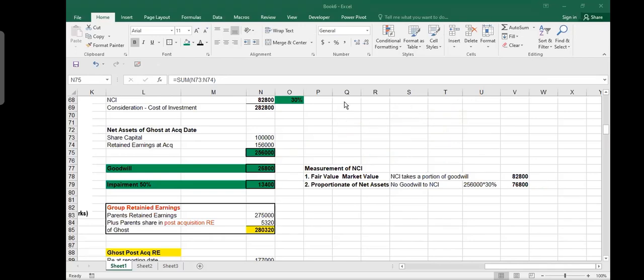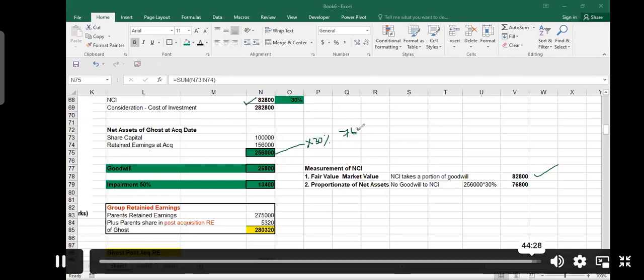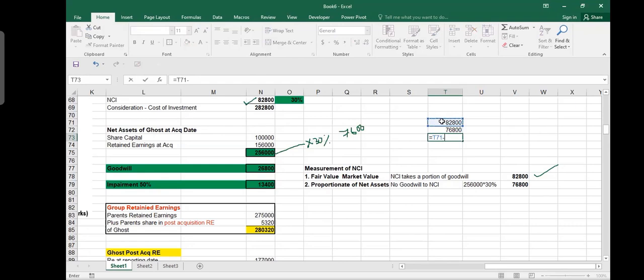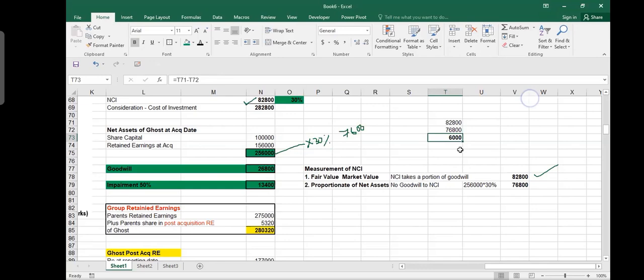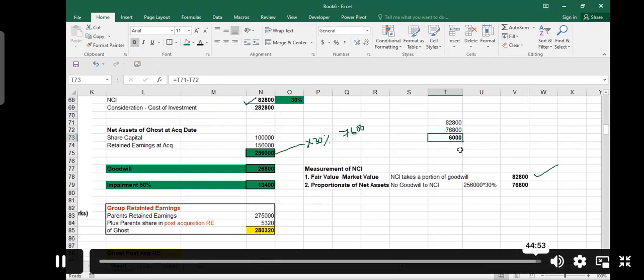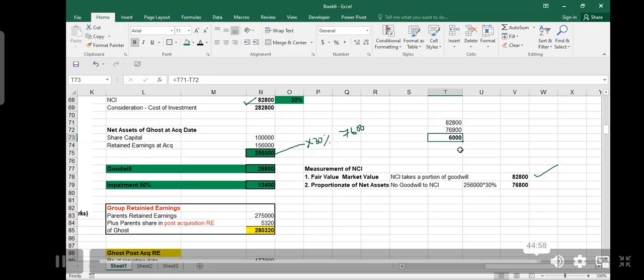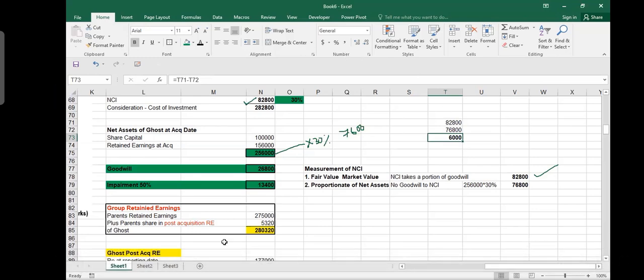Now in this particular question, if we try to relate to the numbers, we were told that NCI is 82,800. This is what they told us, the value of NCI at fair value, 82,800. If we see the net asset proportionate method, if I multiply it with 30%, it would have become 76,800. So how much am I paying extra? Let's calculate: 82,800 minus 76,800. It means that NCI is paying 6,000 more. So this is the amount which NCI is paying extra, and that part goes to the goodwill. So this is what you need to remember, the measurement of NCI either at fair value or at proportionate method.